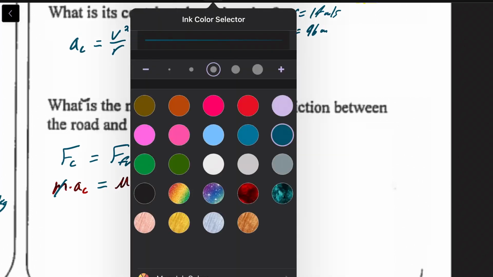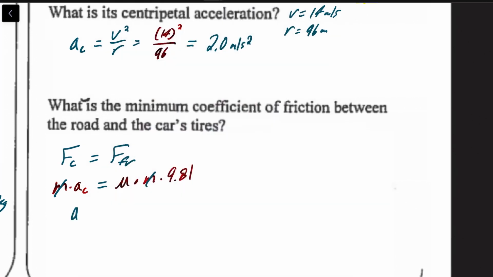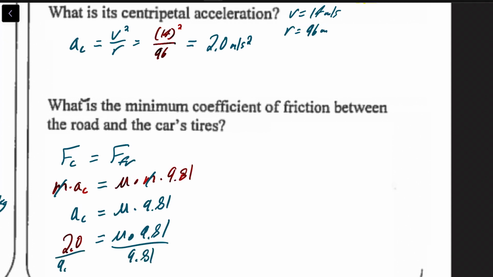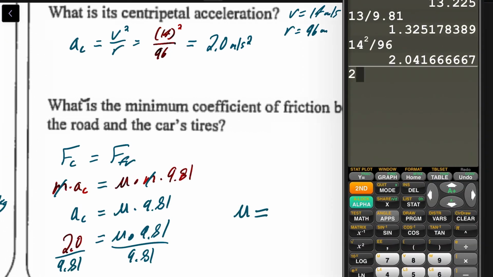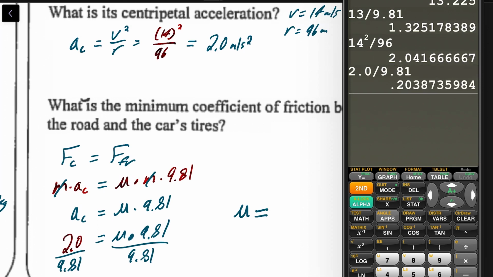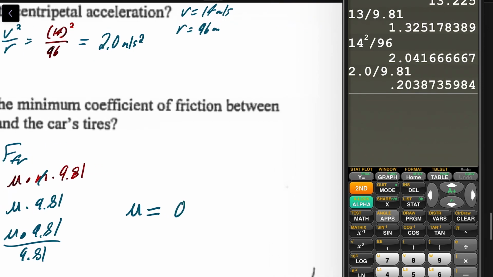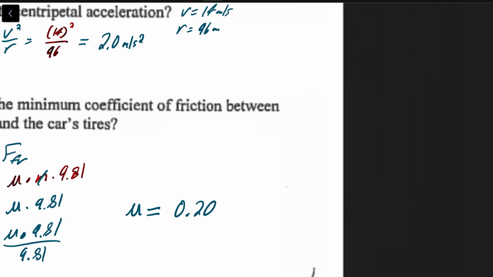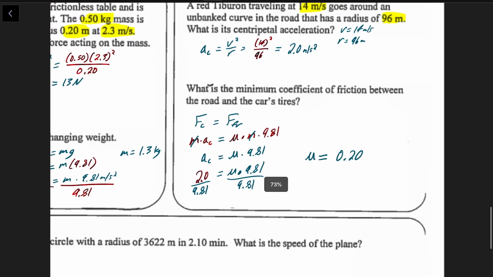That leaves me with an equation of centripetal acceleration equal to mu times 9.81. I know that my centripetal acceleration is equal to 2.0. I solved that in the previous question. So 2.0 is equal to mu times 9.81, and with simple algebra I solve for mu, the coefficient of friction. I do 2.0 divided by 9.81, and I get a mu, to 2 sig figs, of 0.20. All right, so those are those two questions.